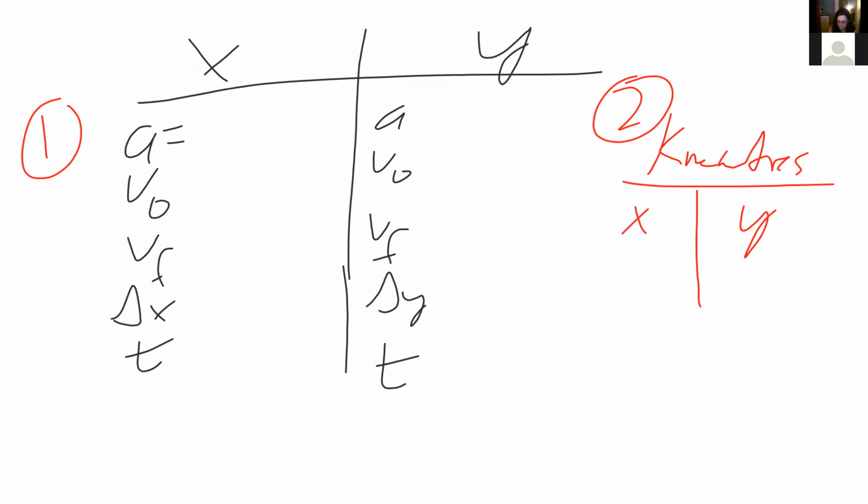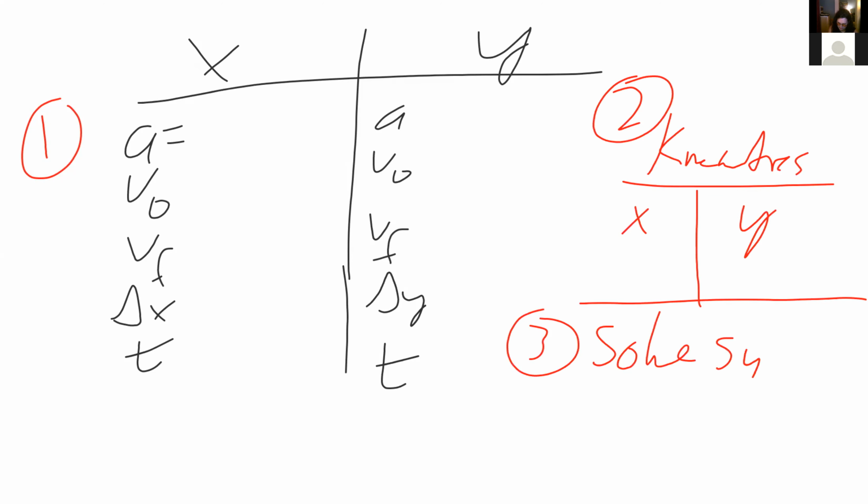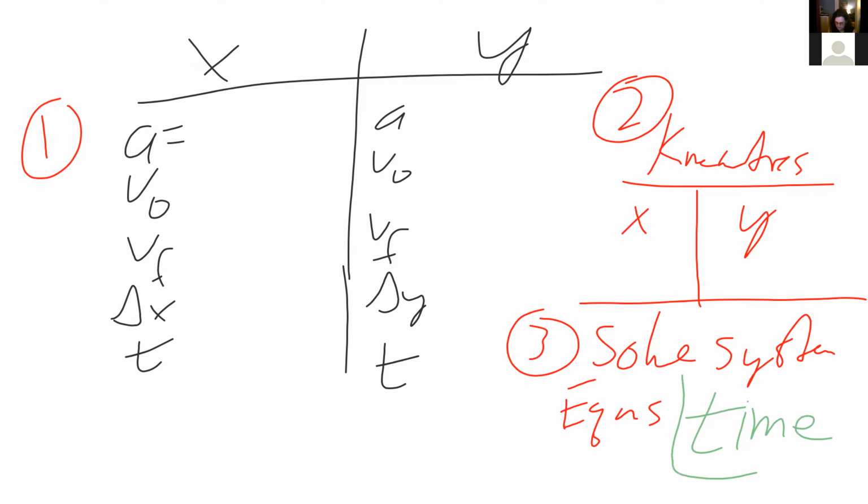And then the last thing, we'll call this step 3, is to solve a system. You'll have a system of 2 equations generally, and here you'll solve a system of equations. Most important note here is that time is the quantity that links x and y together. So these 2 times are the same.